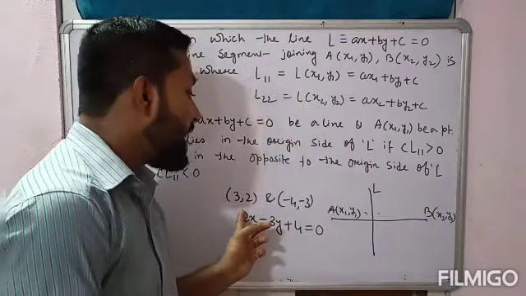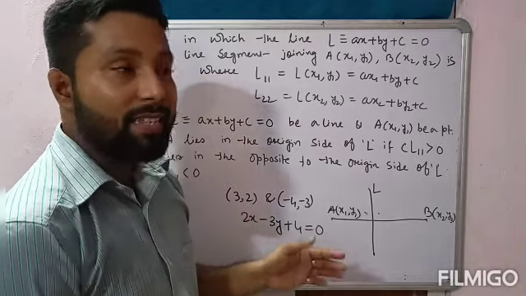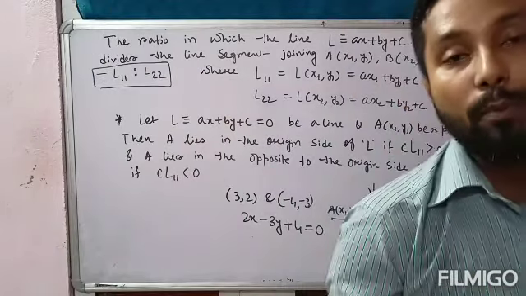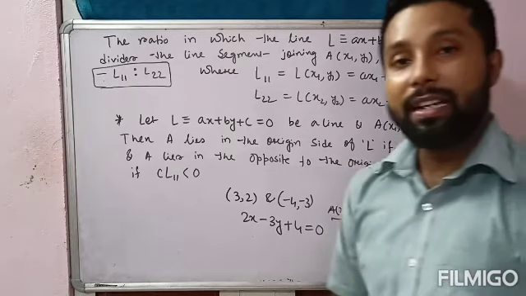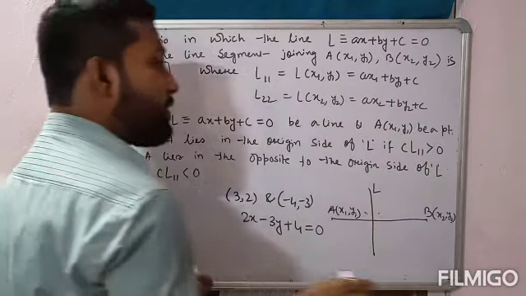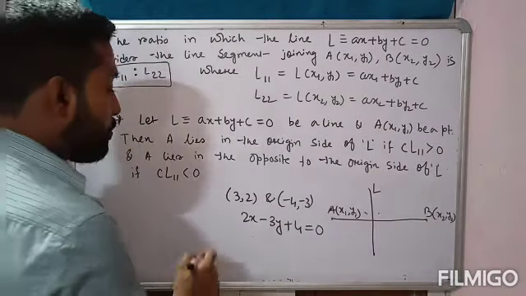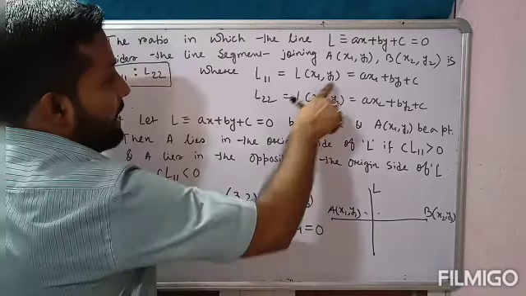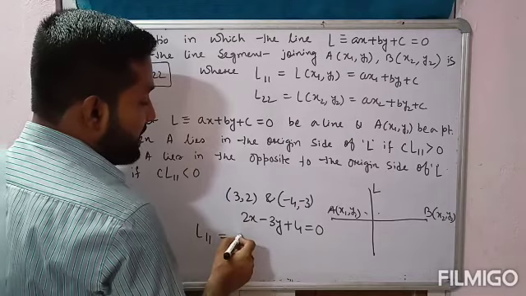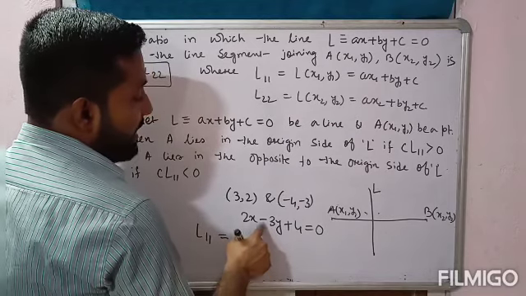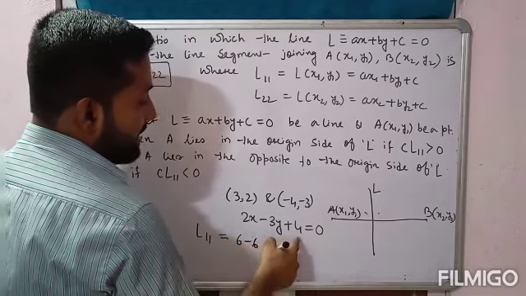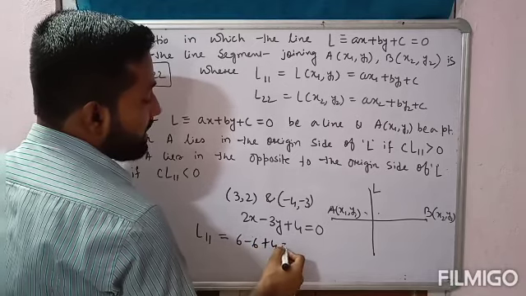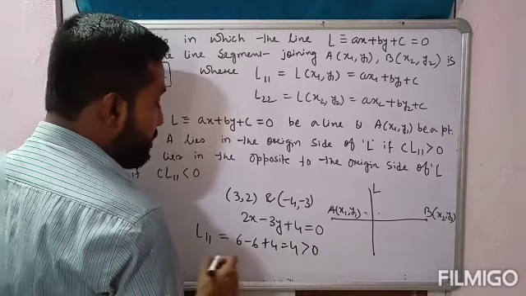So you are asked to check whether the 2 points lie on the same side or on the opposite side of the line. Right? So how to check? Always you have to find the values of L11 and L22. So let us find L11. L11 is equal to what? A into x1, that is 2 into 3, 6, minus 3 into 2, that is minus 6, plus 4. So this is equal to 4, which is always greater than 0.